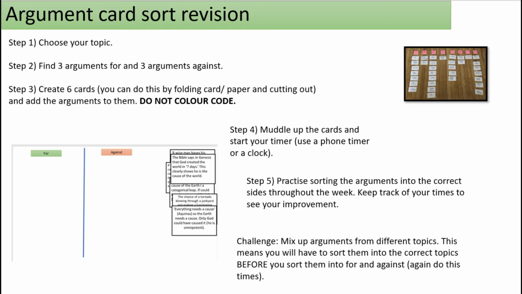As an extra challenge, you should mix up arguments from different topics. This means that you'll have to sort them into the correct topics before you can sort them into for and against arguments. This is particularly helpful if you are doing the GCSE exam, as lots of different topics will come up in a single exam paper.